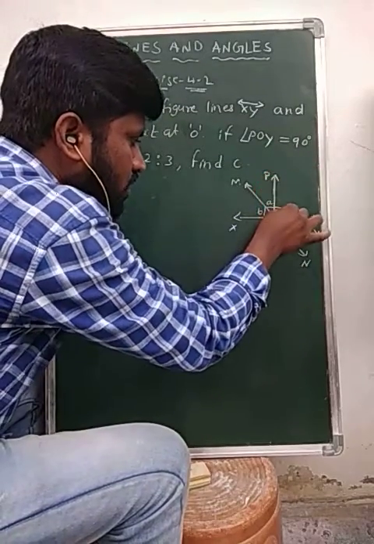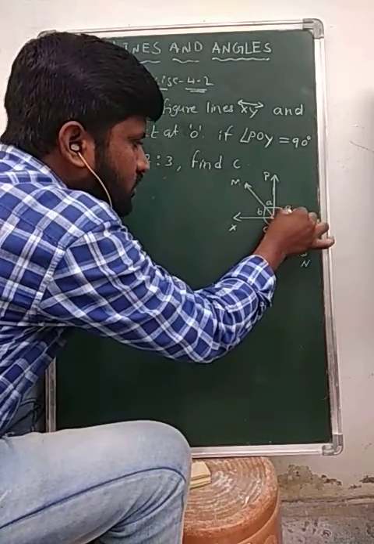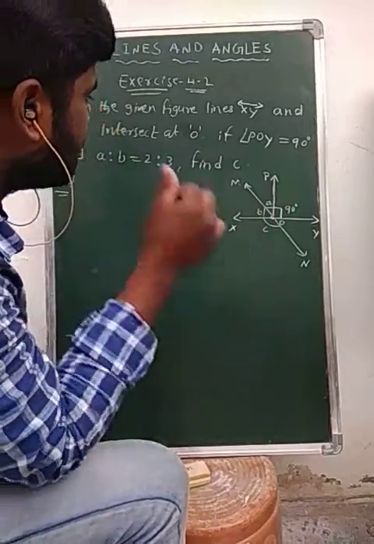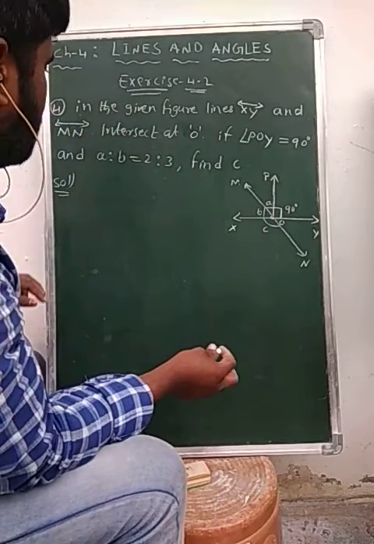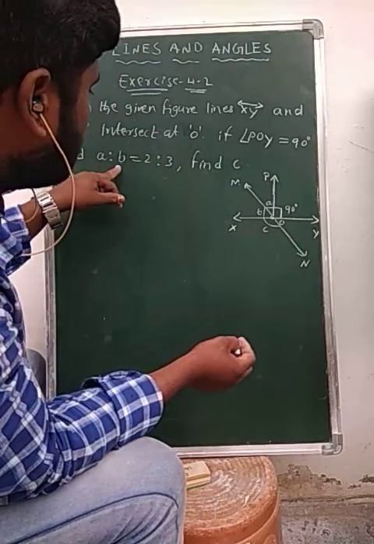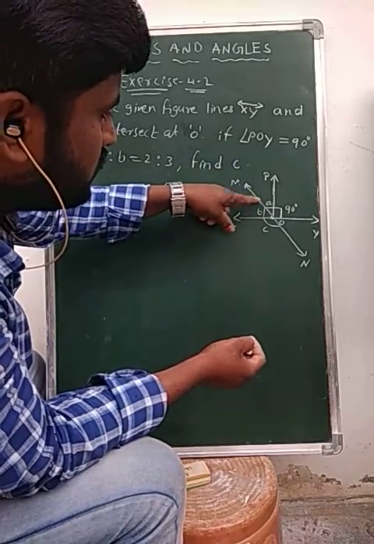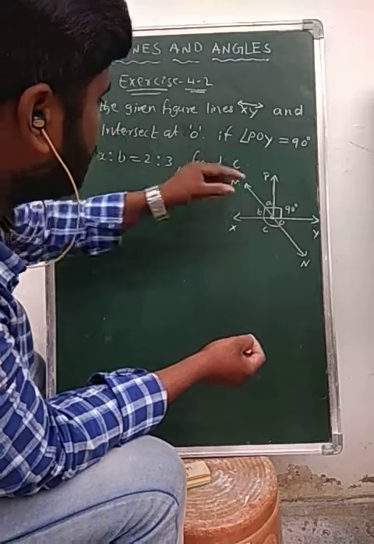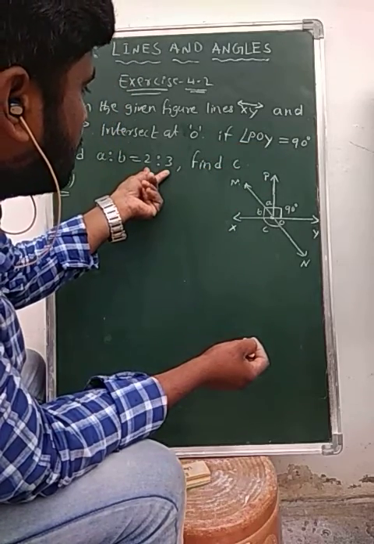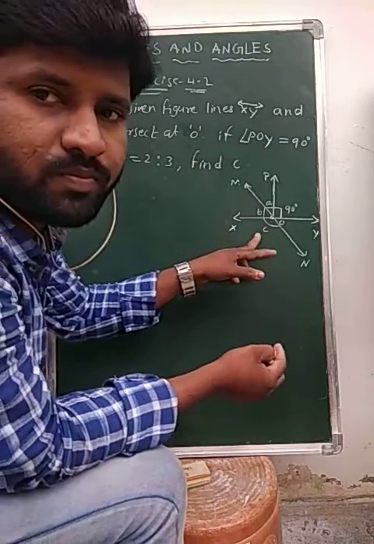Angle POY is equal to 90 degrees. And A is to B is equal to 2 is to 3. You observe this one, A is to B, these two angles are in the ratio 2 is to 3. Then find C. This is the question.